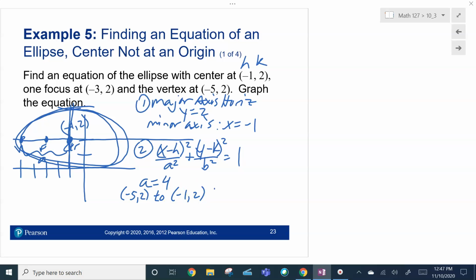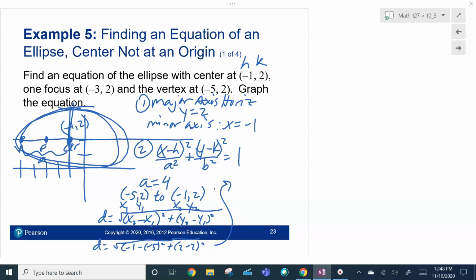You could use the distance formula, and you may have to for some problems in your homework. If you've forgotten it, here's your distance formula. You plug it in and you get the square root of (-1 minus -5) squared plus (2 minus 2) squared. So this distance, which we're calling the a distance, is the square root of 4 squared, so the square root of 16, which is 4. So there's our a distance.